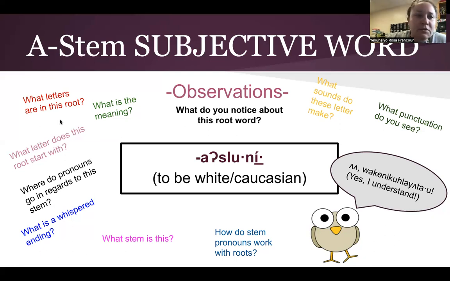So when you look at these questions, what letters are in this root? What letter does this root start with? Where do the pronouns go? Oh, what is this whispered ending? Remember, I think we talked about this in the sound practice.